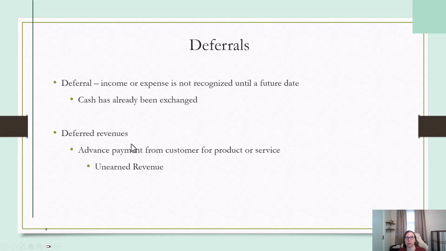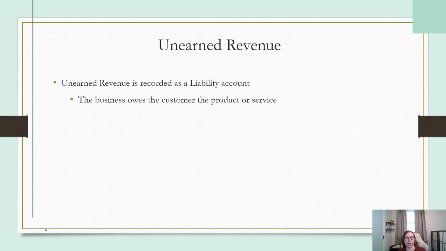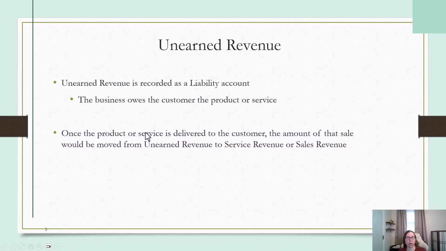And specifically, we're going to talk about deferred revenues that are advance payments from customers for the product or the service. So in other words, the customer prepays or pays a down payment of some sort. And another name for this is unearned revenue. Unearned revenue would be recorded as a liability account, and that's just because the business owes the customer the product or the service. And then once the product or service is delivered to the customer, the amount of that sale would be moved from unearned revenue to their service revenue or sales revenue account or whatever account they use for their income.